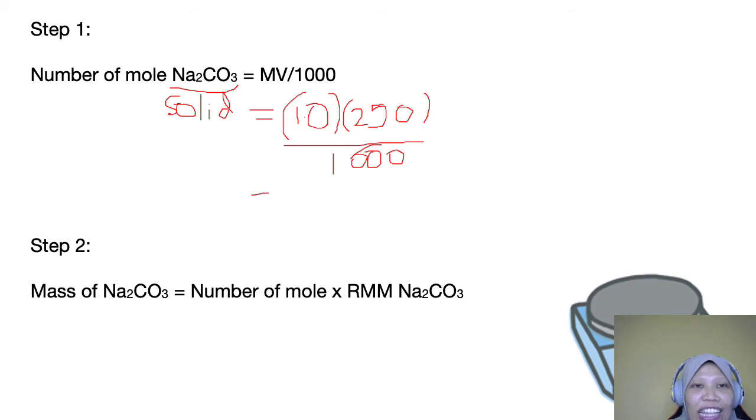Okay, make sure you tekan your calculator. Actually cikgu dah kira dah lah, siap-siap. So, we will get 0.25 mol. Unit dia mol. Okay, 0.25 mol. So, that is the number of mole of sodium carbonate.